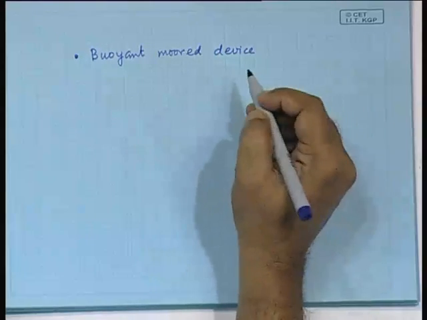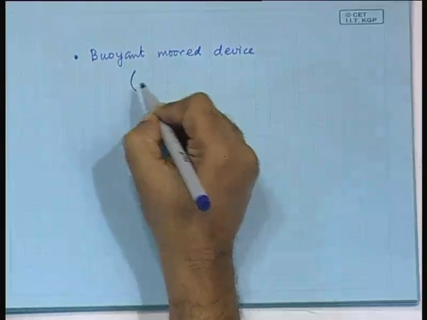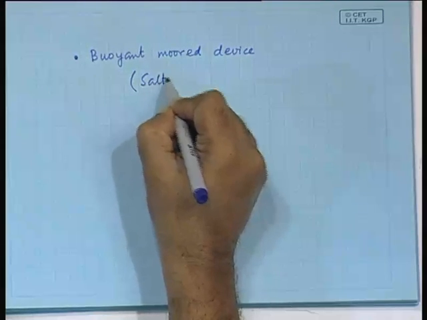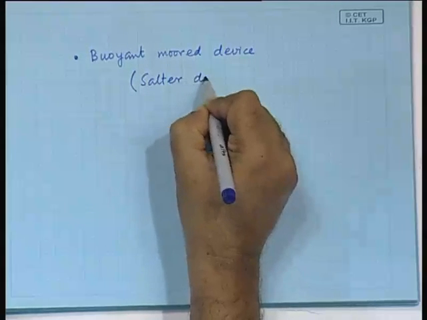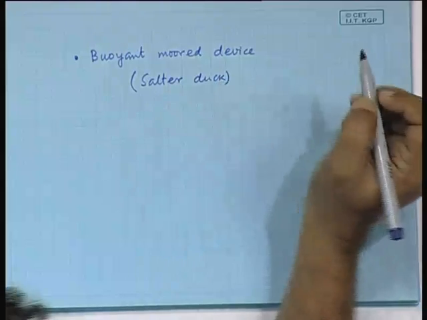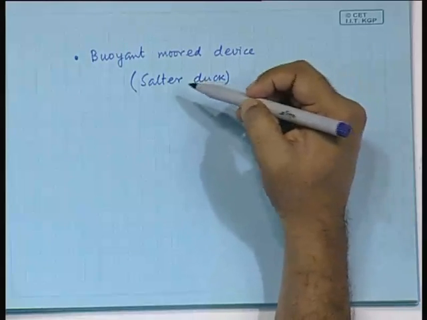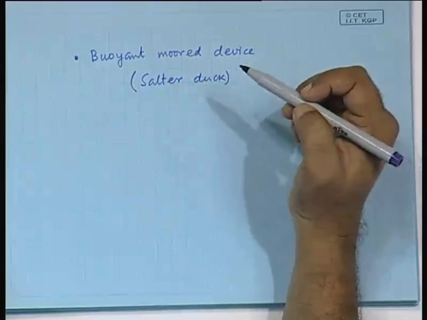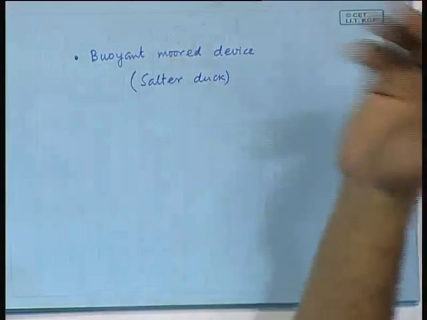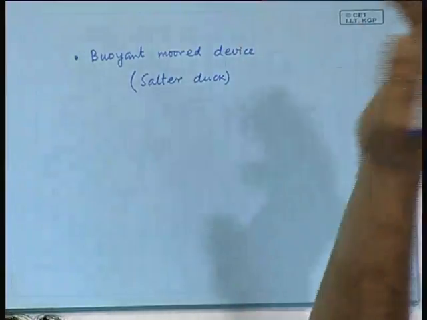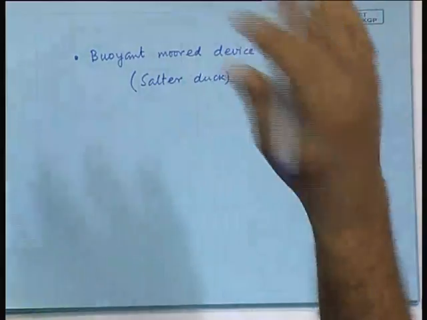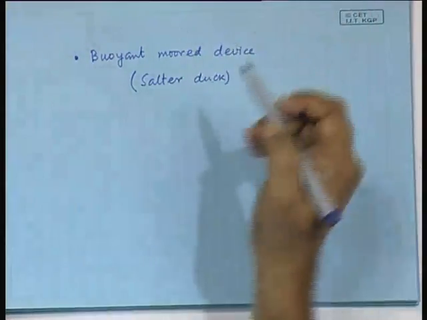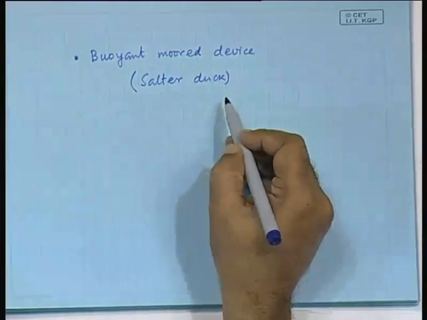buoyant moored device. It is also called the Salter duck, because it was invented by Professor Salter in the University of Edinburgh, and the thing looks like a duck, as if there is a duck sitting on the surface of the sea and moving with the waves. That is why it is nicknamed Salter duck.